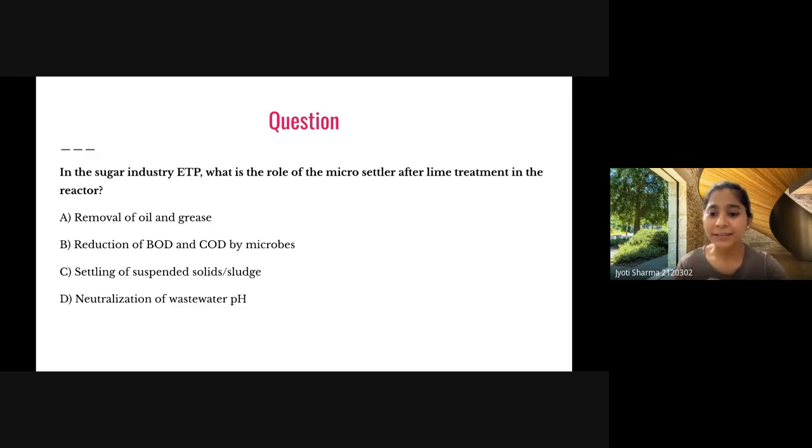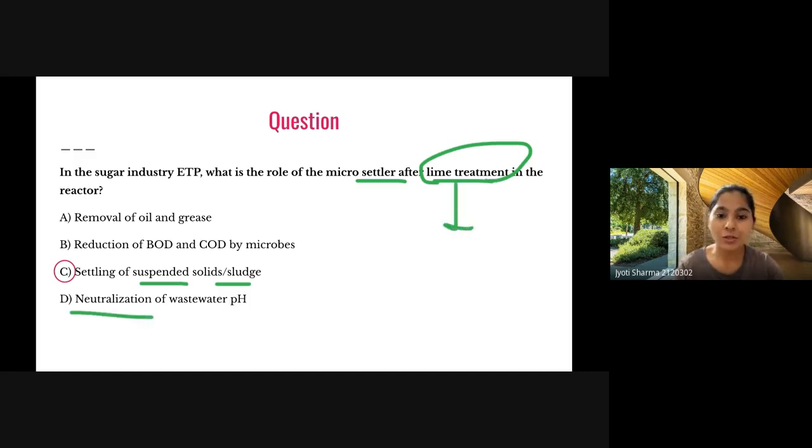Okay, so I'm getting D and C answers, and C is the right one, because from the name only you can find out this is a settler, so that will settle down the suspended solid or sludge. After lime treatment, lime will give you some different pH, and for the neutralization we need some chemicals, right? But not the microsettlers. So that's how C is the right answer, but not D.